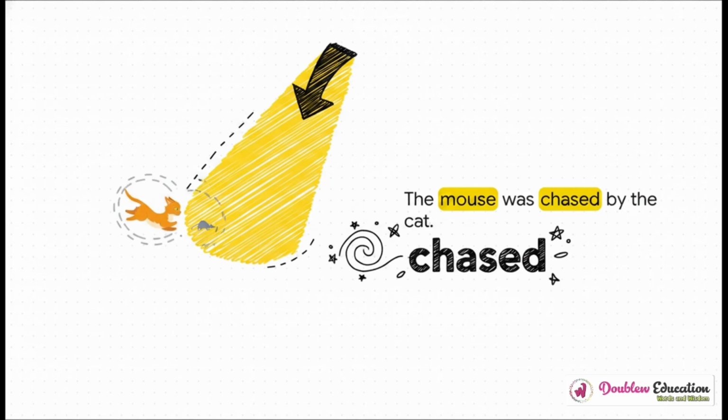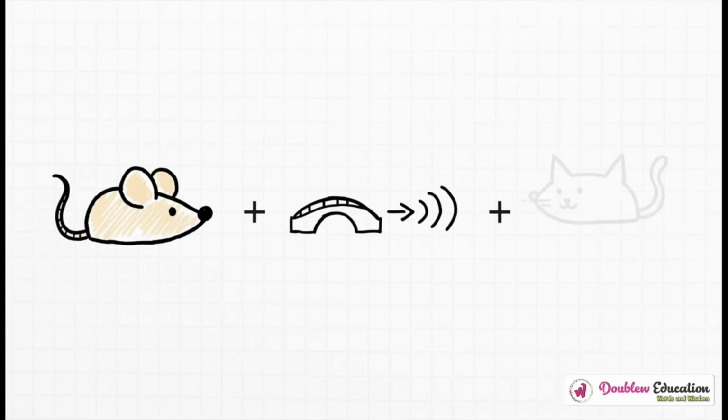See what happened there? Our attention immediately goes to the mouse. The chase is still happening, but the spotlight has completely moved. The formula gets a little tweak, too. We start with the object from our active sentence, the mouse. Then we add a to-be verb, words like is, was, or are, and we follow that with something called the past participle of our main verb. That's just the form of the verb you'd use with has or have, like chased. So the new formula is object plus a to-be verb plus the past participle.